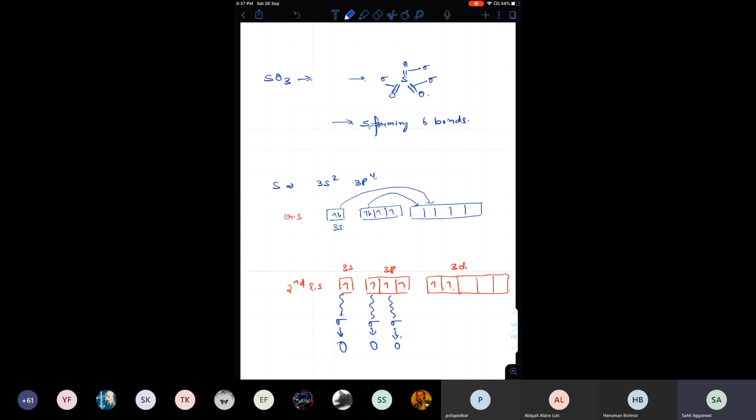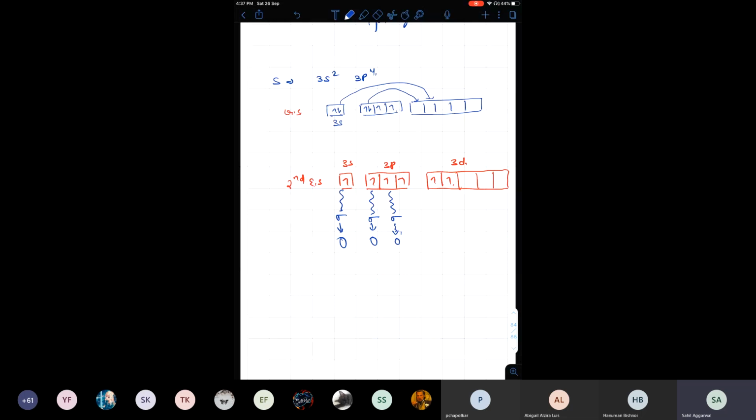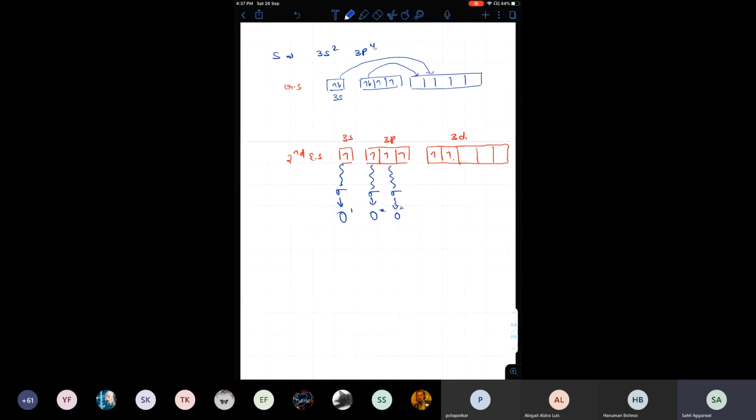Then it forms pi bonds. That will be 1, 2, and 3. Pi bond with oxygen 1, pi bond with oxygen 2, pi bond with oxygen 3.